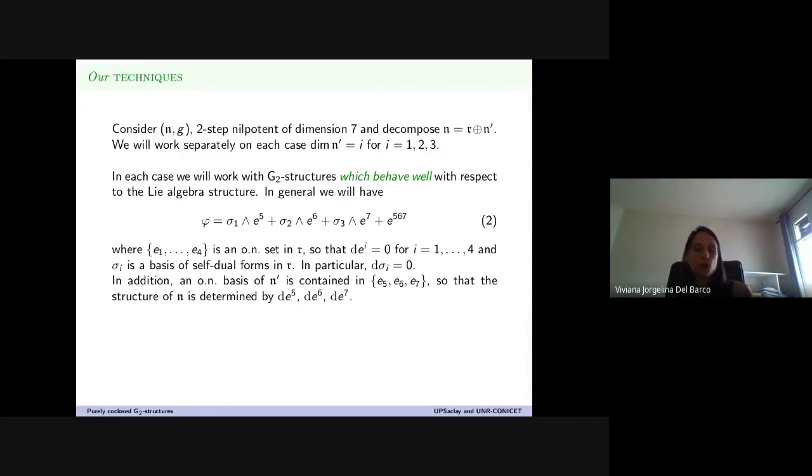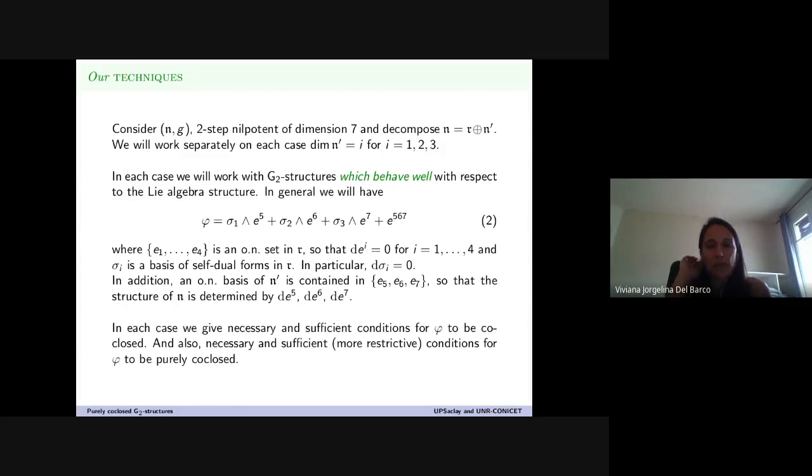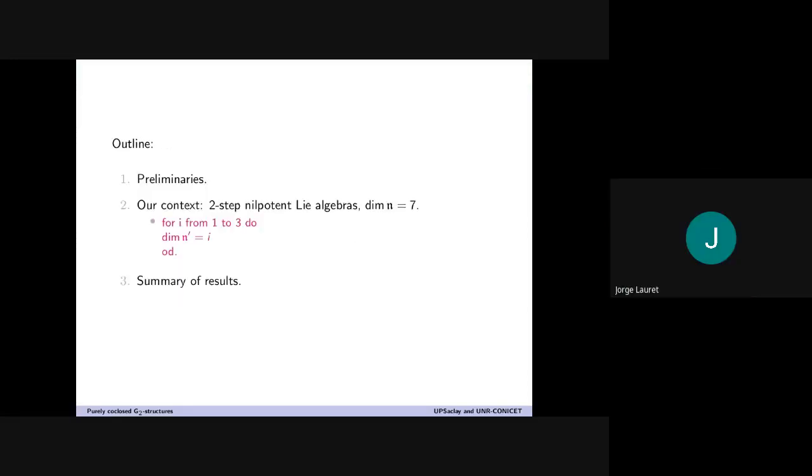So the idea was always in the 3 cases, try to adapt our G2 structure so that it is adapted to the Lie algebra structure and make the things nicer. So in each of the cases, I'm going to give necessary and sufficient conditions for phi to be of this nice form, let's say, to be coclosed, and also necessary and sufficient more restricted conditions for phi to be purely coclosed.